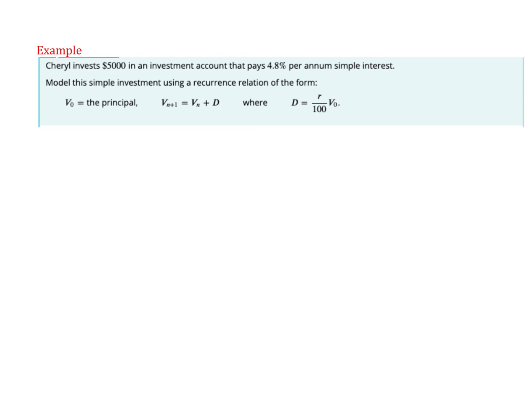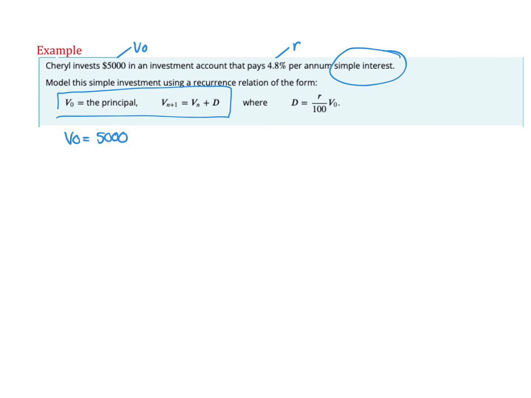Okay, Cheryl invests $5,000 in an investment account paying 4.8% per annum at simple interest. The model of this simple interest investment is using the recurrence relation. So they want you to model this, and they've been nice and they've given us our formula anyway. So I don't need to go look it up. So I know for a recurrence relation, I've got to write the V0, which is the 5,000, and then I'm going to write that rule, which is going to be Vn plus.